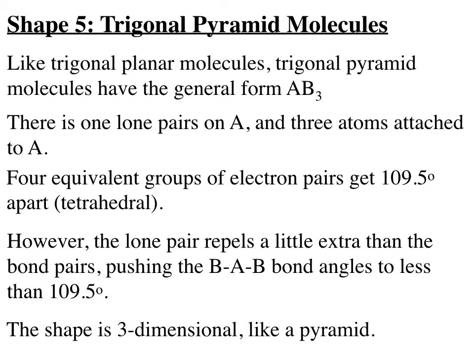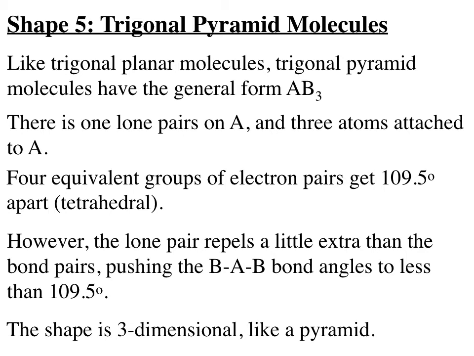And the difference between them is that a trigonal planar has no non-bond pairs on A. A trigonal pyramid has one non-bond pair of electrons on the central A. The remaining are bond pairs.